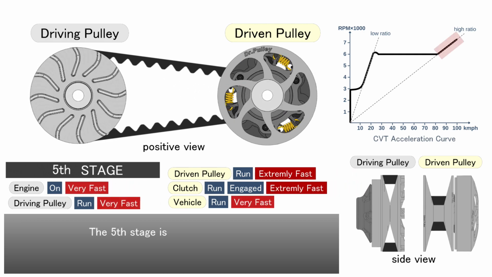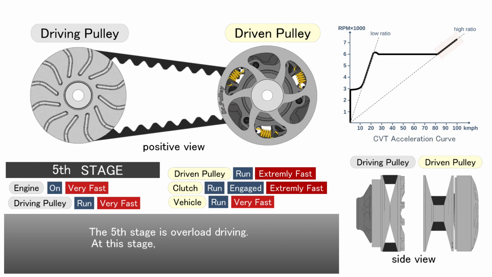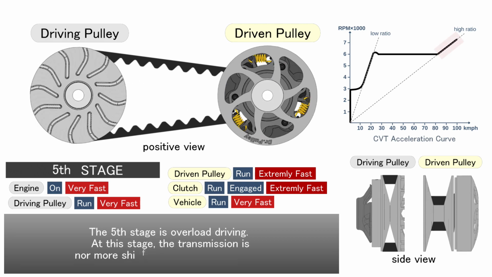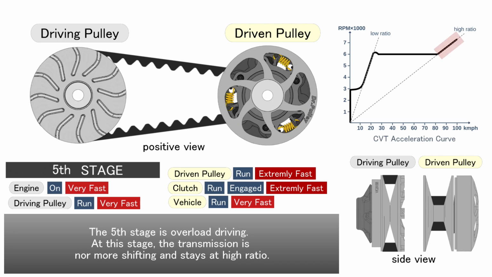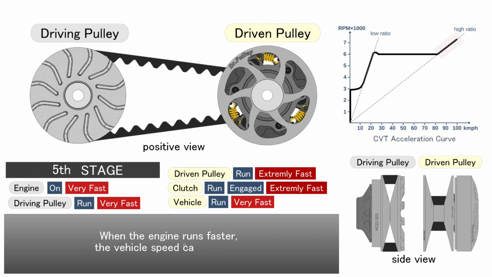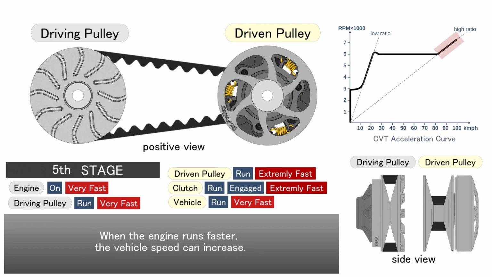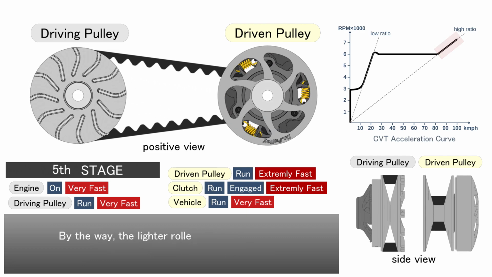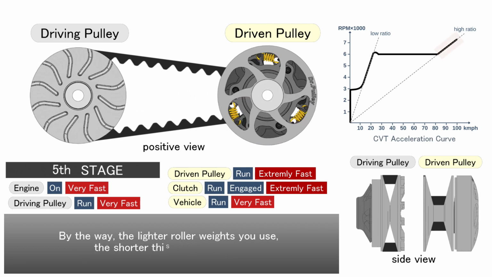The fifth stage is overload driving. At this stage, the transmission is no longer shifting and stays at high ratio. When the engine runs faster, the vehicle speed can increase. By the way, the lighter roller weights you use, the shorter this fifth stage lasts.